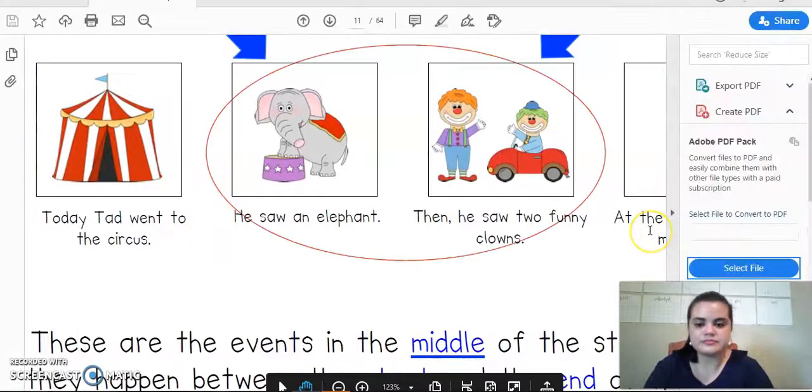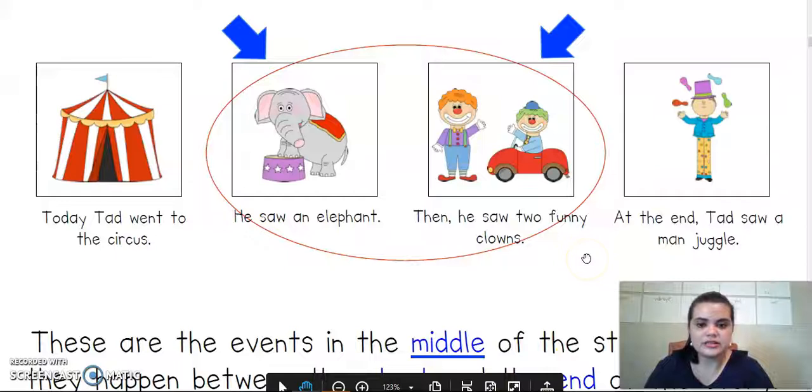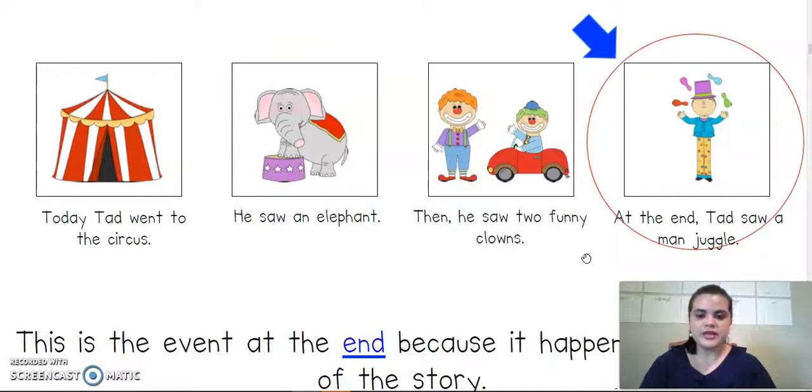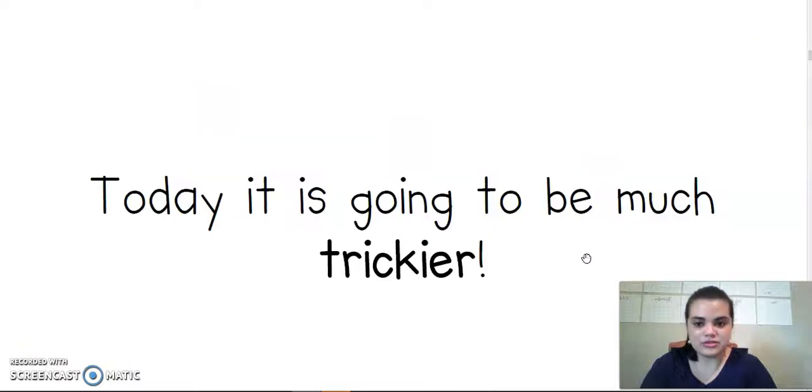Now let's see. This is the middle part. So what happens here? He saw an elephant and then he saw two clowns. So two actions or two events happen in the middle, which is the part between the beginning and the end. So what is in the middle? Those two events. Now, the end of the story is that he saw a man juggle. So that is what happens at the end of the story.